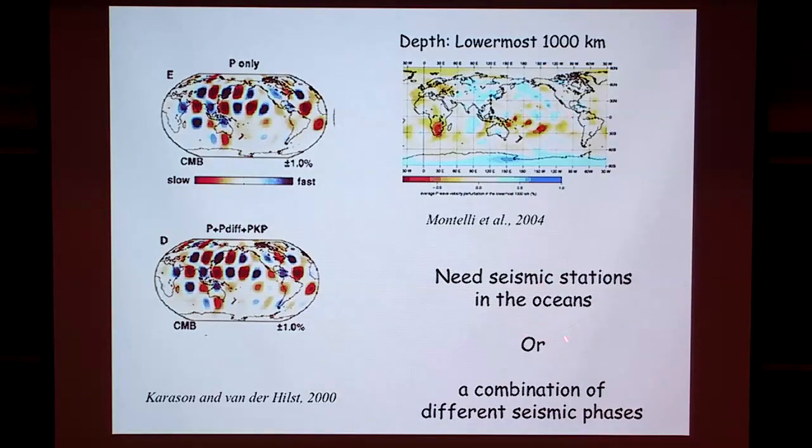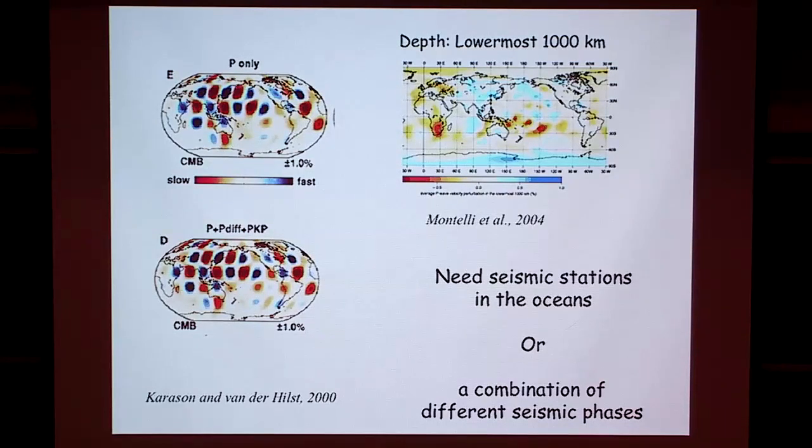But we have another solution in the meantime, that we can improve our models by using a combination of seismic phases. P waves or S waves are not the only thing that we have at our disposal. And you already know that surface waves travel. Of course, they sample only the top part of the mantle, but they travel a long distance from coast to coast, so they will give you some resolution in the oceans, right?